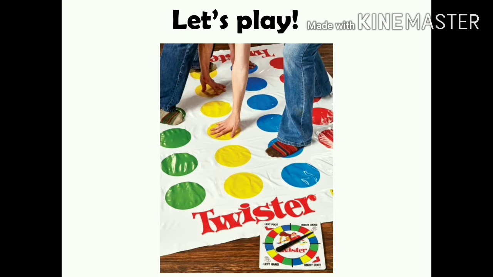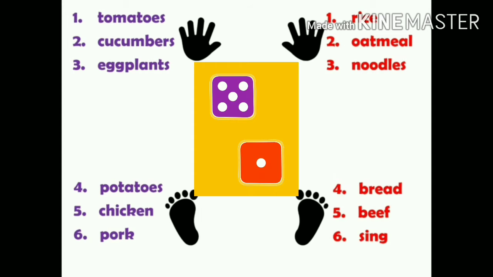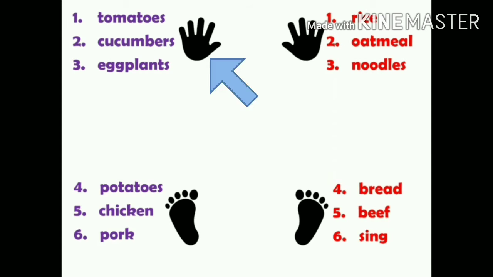Now it's time to play. So please listen to what I say. All of the cards are on the floor. Now please look at the purple number. If it shows tomatoes, cucumbers, or eggplants, you need to touch them with your left hand.